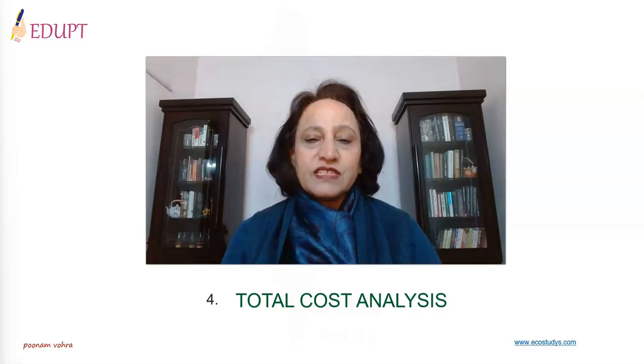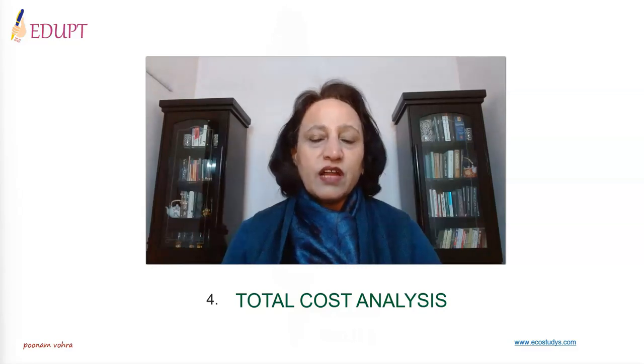This is the fourth session on cost analysis. In the previous two sessions, you have understood about total fixed cost and total variable cost. I am Poonam Vohra from Microeconomics Learning Center. This session focuses on total cost of production.